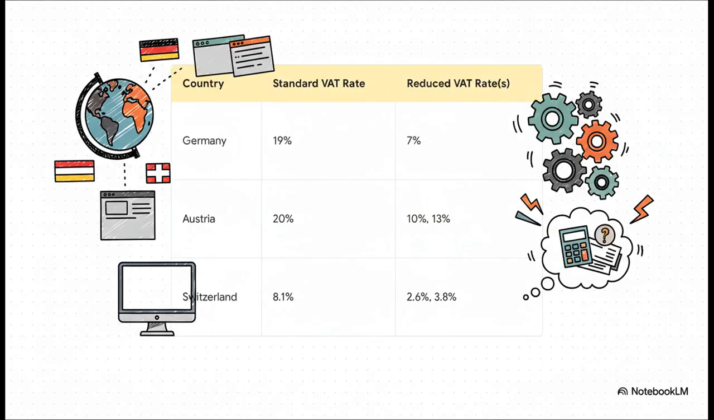And this is where it gets incredibly concrete. Just look at the tax rates. The standard value added tax in Germany is 19%. In Austria, it's 20%. And Switzerland is way off at 8.1%. They even have totally different reduced rates. Can you imagine the absolute disaster if your software only knew one of those? It would be totally useless to businesses in the other countries.